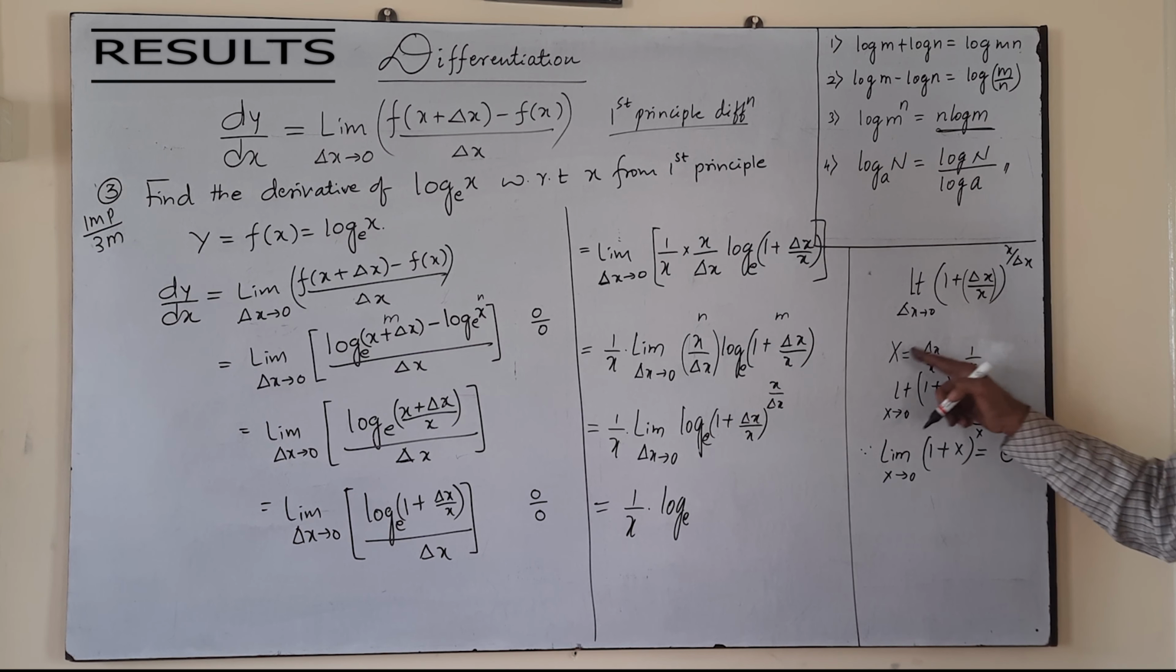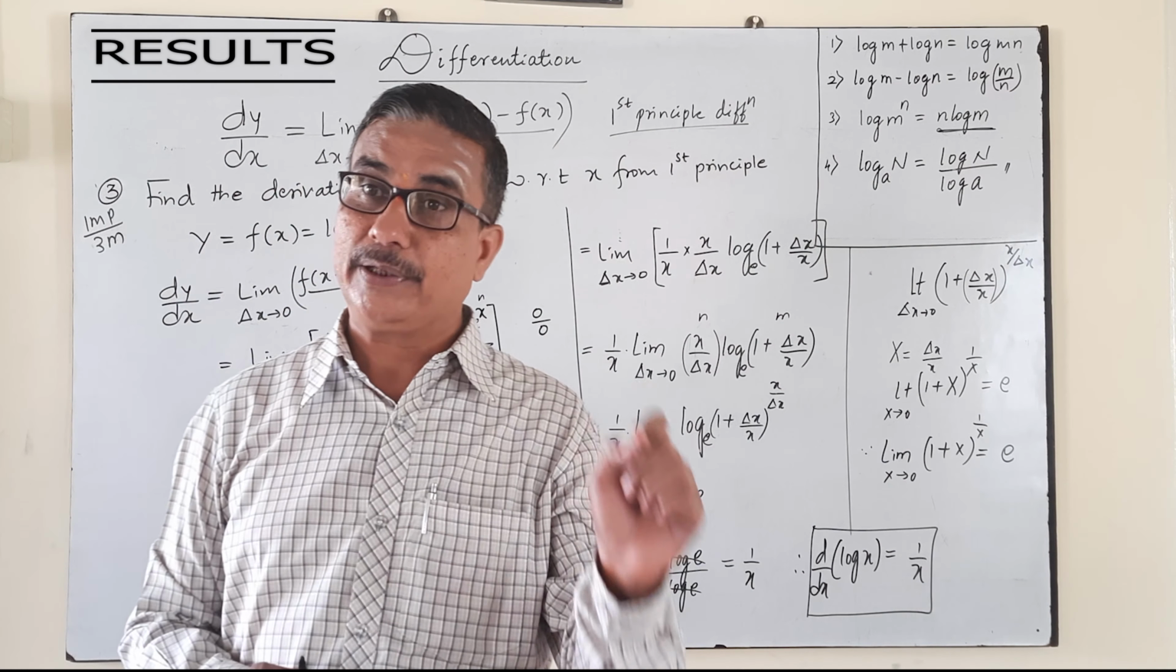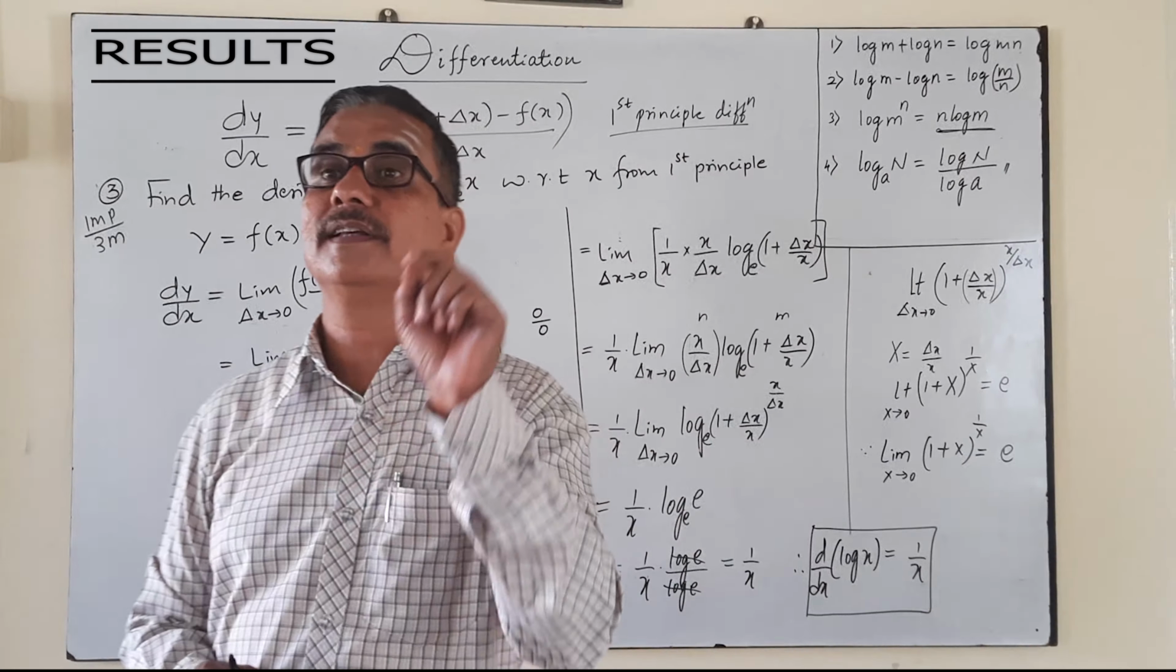Derivative of log x is always 1 by x. Derivative of e power x is equal to e power x itself. Derivative of a power x is a power x into log a to the base e. Derivative of log x is 1 by x. If you remember the formula, you can solve the problem. Okay?